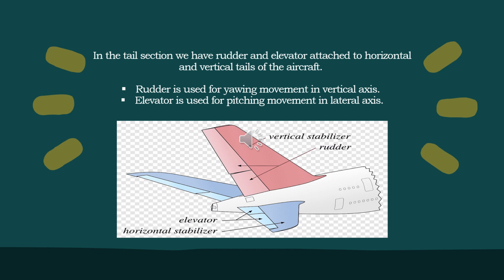Elevators are the flight control surfaces that are usually at the rear of an aircraft, which control the aircraft's pitching movement and therefore also control the angle of attack and lift of the wing. The elevators are usually attached to the tailplane or horizontal stabilizer, and they basically control the nose up or nose down movement. This nose up or nose down movement is called the pitching movement that is done by the elevator.